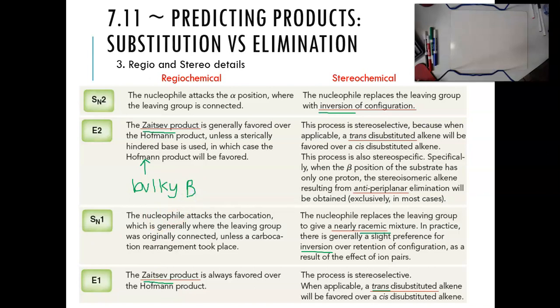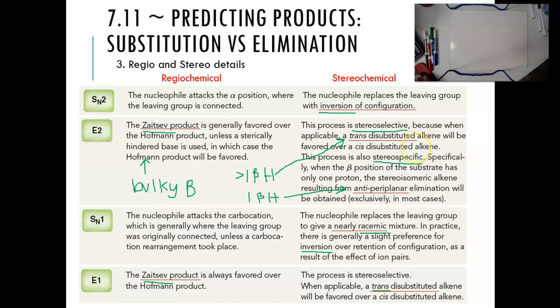Bulky base. As far as stereochemistry goes, if we have more than one beta hydrogen, then trans is going to be our favorite product. If we only have one beta hydrogen, then we're going to get an anti-periplanar elimination, and the stereochemistry is based off of the way that our molecule is already arranged. So this is a little bit more complex to figure out. So we have the two words here, stereospecific and stereoselective, and both apply to this reaction.